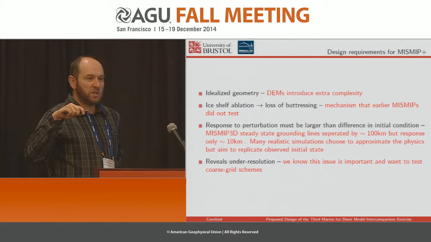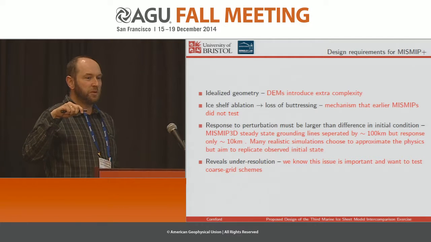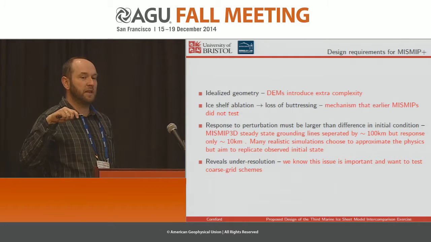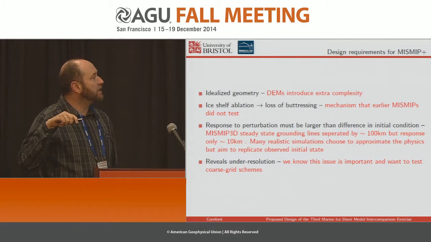It meant we couldn't say whether some of the differences in the transient response in the shallow shelf approximation were due to differences in the shallow shelf approximation, or merely differences in their steady state because it had a much bigger ice sheet.